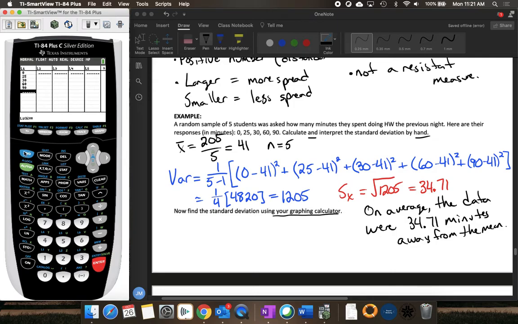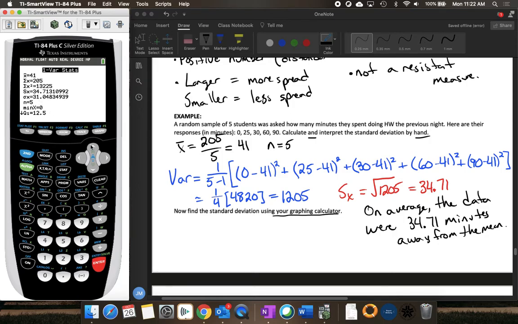Once we've got all that data in there, we'll go ahead and quit from this screen. We'll go back into Stat, over to Calc, and that option that we used in the previous section of the notes, one var stats, where we were able to find all that information like the mean and median and so on. We're going to make sure that that list is the correct list, so list 1, and then press Calculate. It will again tell us what we already knew, which was that the mean was 41.